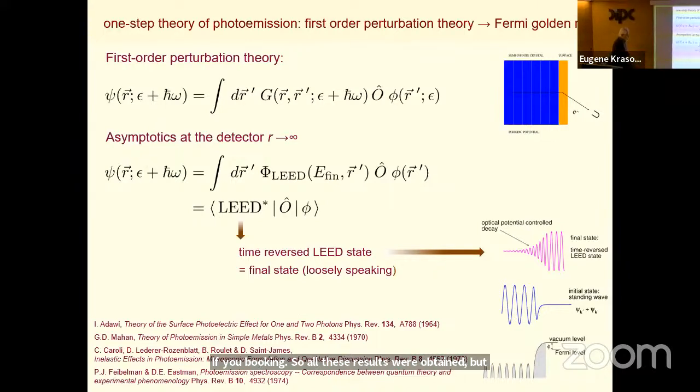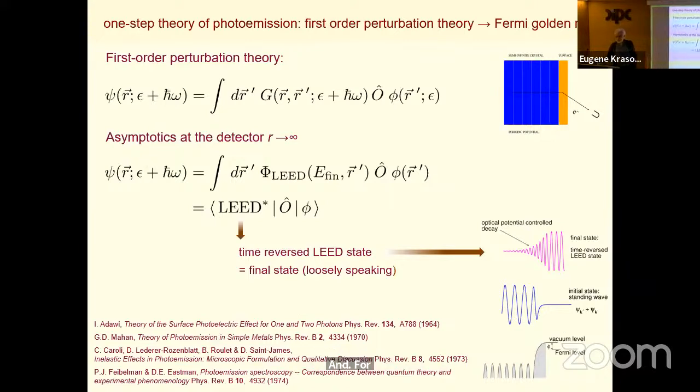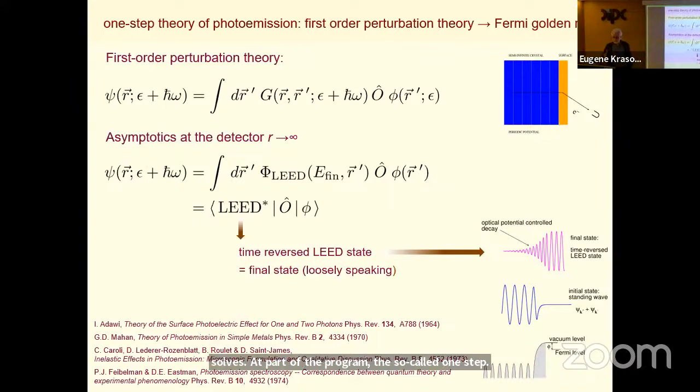Okay, so all these results were obtained with the time-dependent Schrödinger equation, which, of course, we cannot apply to realistic solids because this is very complicated, very time-consuming. Fortunately, there is an alternative formalism which solves a part of the problem, the so-called one-step theory of photoemission, which is based on a simple first-order perturbation theory, and which is not capable of describing the motion of the outgoing electron, but it is capable of describing it asymptotically in the vacuum. And it is just the point where the detector is located.